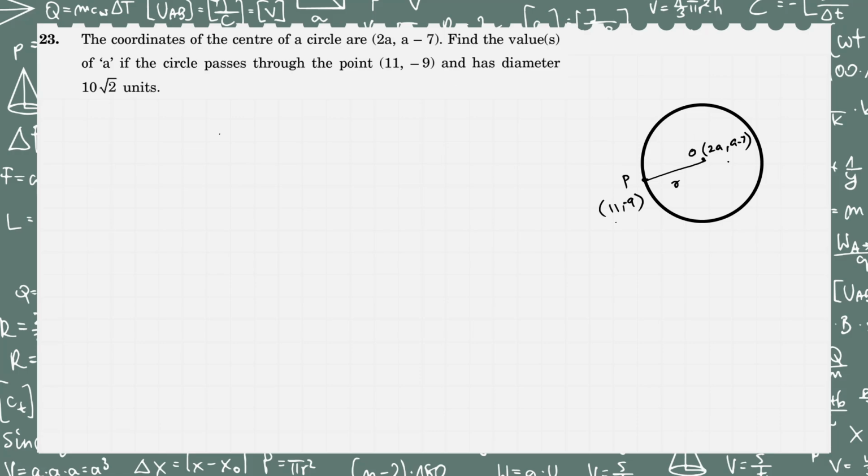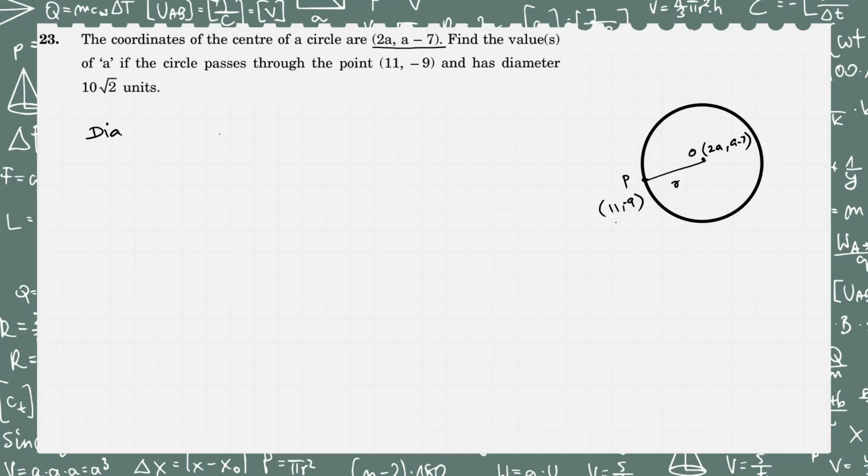Let this be the given circle and let O be the center of the circle whose coordinates are given as (2a, a minus 7). So we have plotted that, and then P is given as any random point. So we are taking the circumference of the circle, which is (11, minus 9), and given that the diameter of the circle is 10 root 2 units.